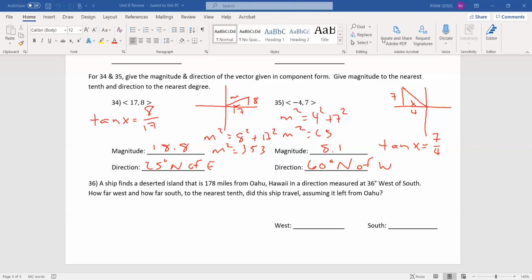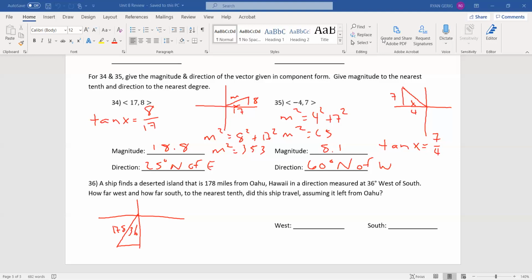All right. So basically, you got this. You got Oahu is in the middle. 36 degrees west of south. So like here. 178 miles is the magnitude.